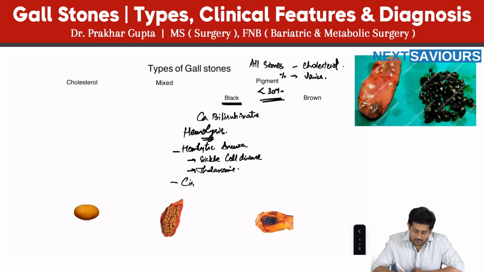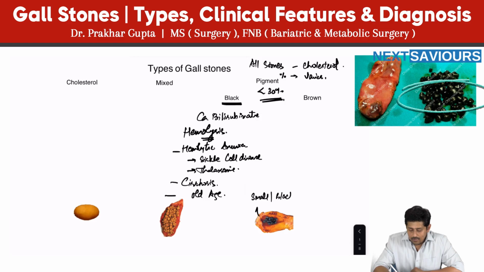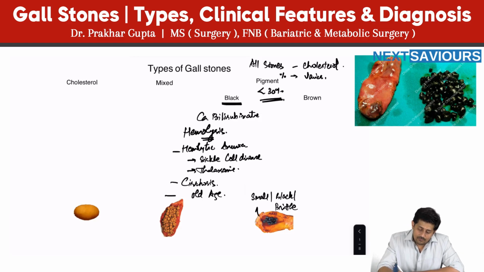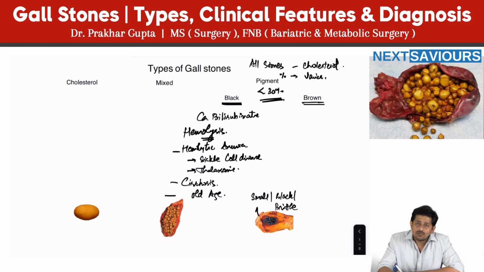Now, apart from the patients who already have this disease, these black pigment stones are also found in patients with cirrhosis and the patients who are of old age. Now you can see in the picture over here again that these are usually small black colored stones which are brittle in nature. Okay. Now coming to our final last variety, that is the brown pigment stones.